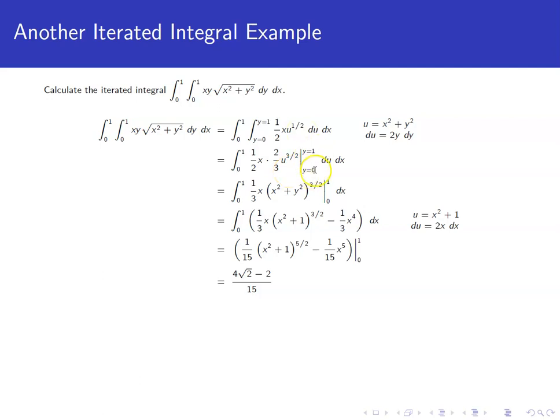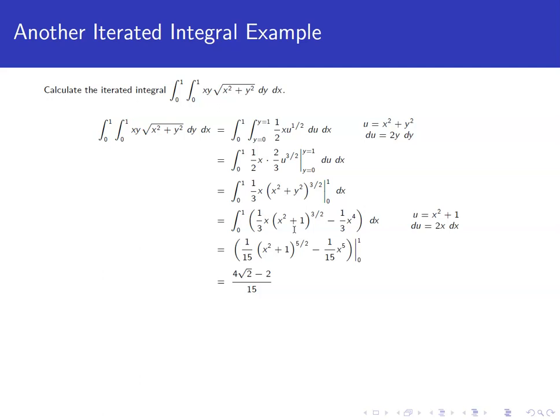Now remember that our limits of integration were in terms of y, so I need to substitute x squared plus y squared back in for u, and then plug in 0 and 1 for y. When we simplify what's in front there, we get 1/3. We have x squared plus y squared, the quantity raised to the 3/2 power. We're going to plug in 1 and 0 for y. In the first case, we get x squared plus 1. In the second case, we just get x squared.